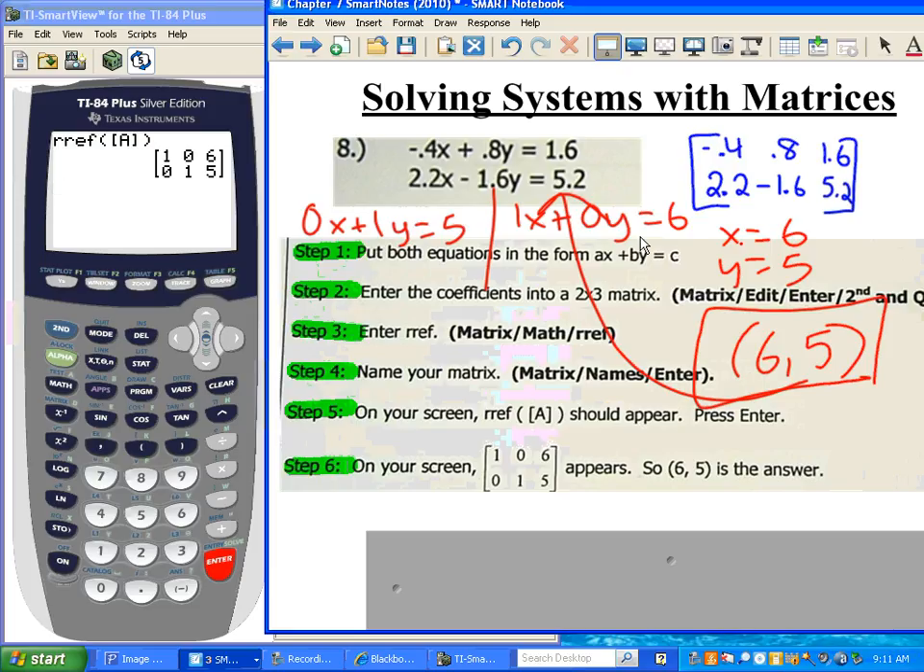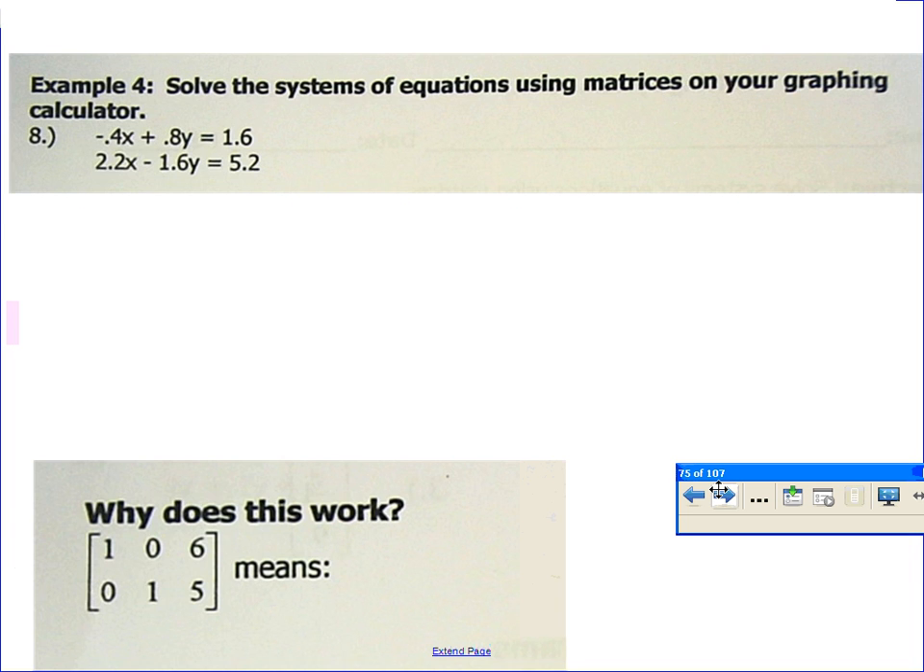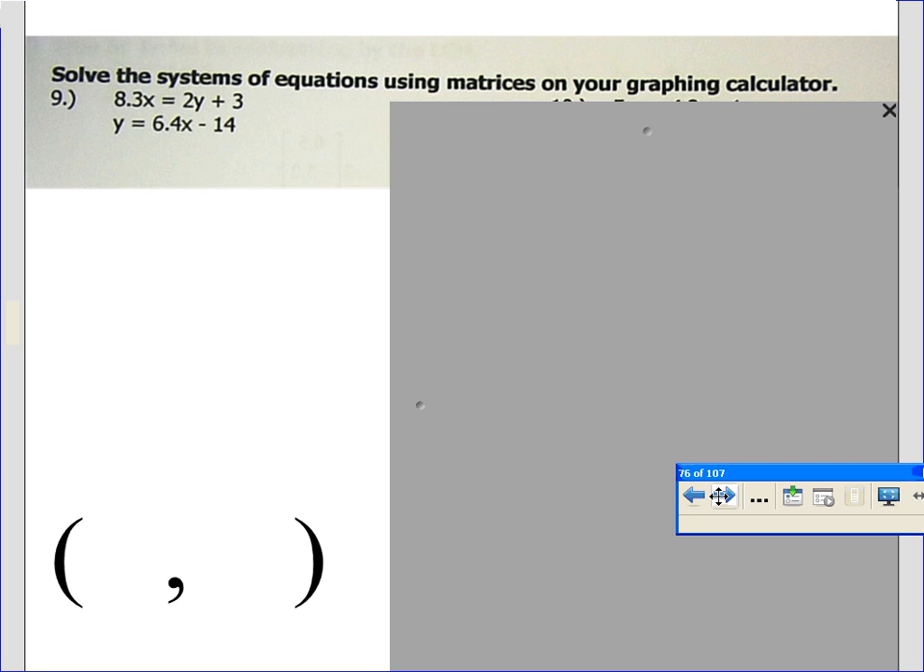All right, let's do another one together. Okay, we already did number 8. Okay, number 9. So I want you to write down this problem. 8.3x equals 2y plus 3. And then y equals 6.4x minus 14. And I think our answer on this one's going to be a decimal. Yeah, it's going to be a decimal. Okay, so there's decimals. Let's use the matrix.